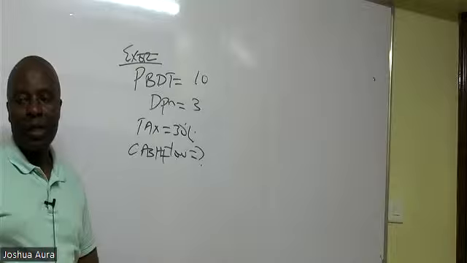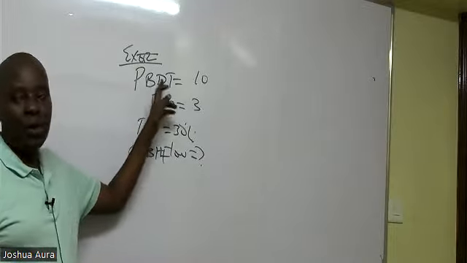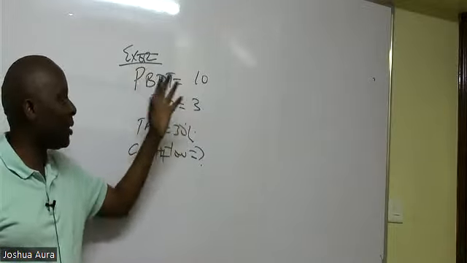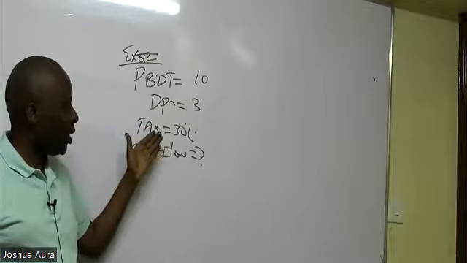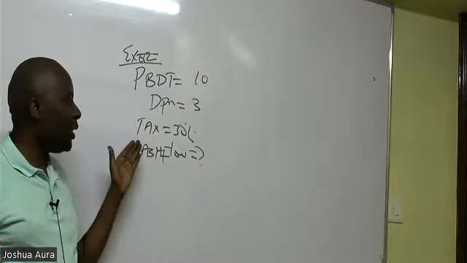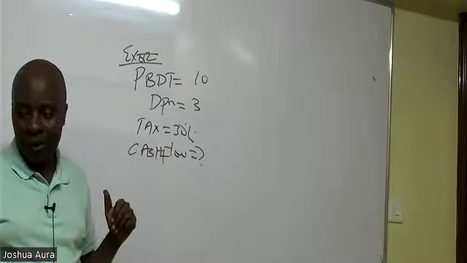Good question. They have given us profit before depreciation and tax of 10. Depreciation is 3. Tax is 30%. Then they want us to give them cash flow.